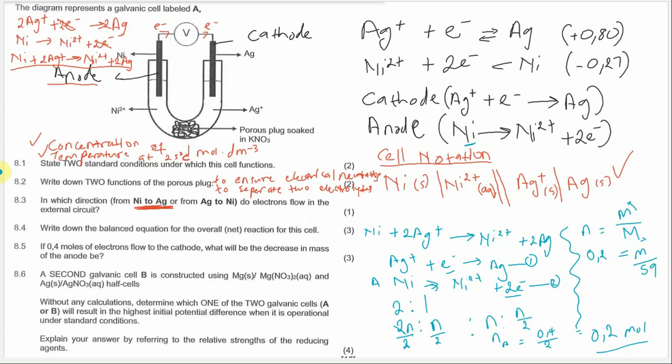So don't use the number of moles of the silver, because we are not looking at silver in this case. We need to know the mass lost on the nickel, right? So you just cross multiply these two, and it will give you that the mass is equal to 11.8 grams. So I will have 11.8 grams here. That is the mass which was lost, or the decrease in mass on the anode side.